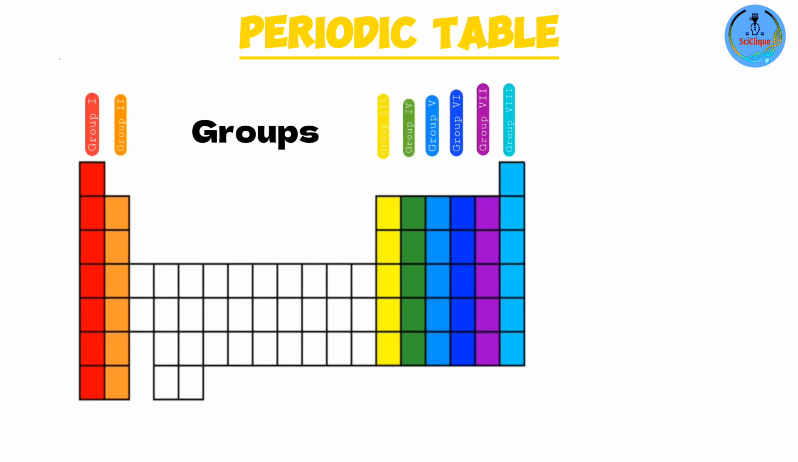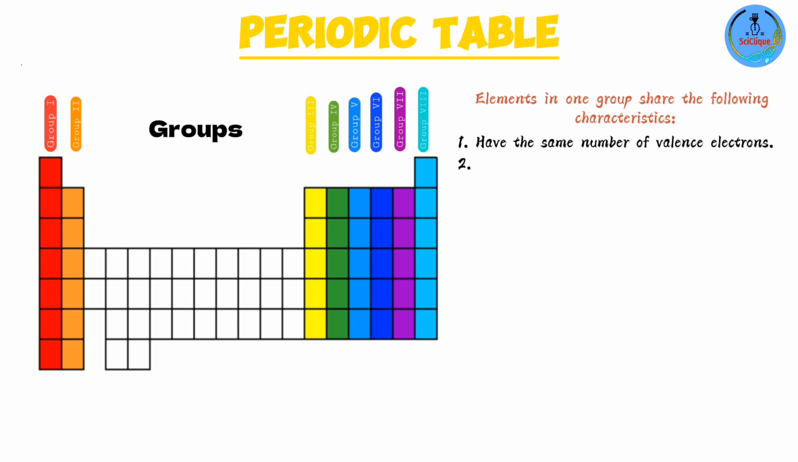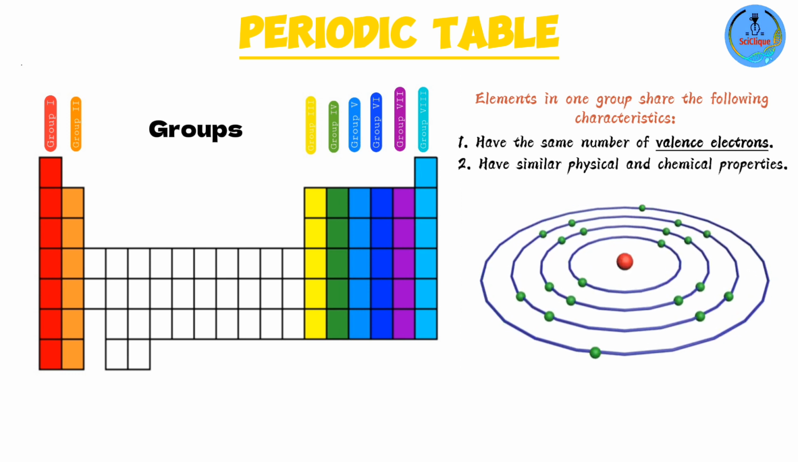Now the elements that are present in one group have the following features in common with one another. Number 1 is that they have the same number of valence electrons. Number 2 is that they share similar physical and chemical properties. Okay, let's break that down. What do we mean by valence electrons? These are electrons that occupy the outermost energy level.